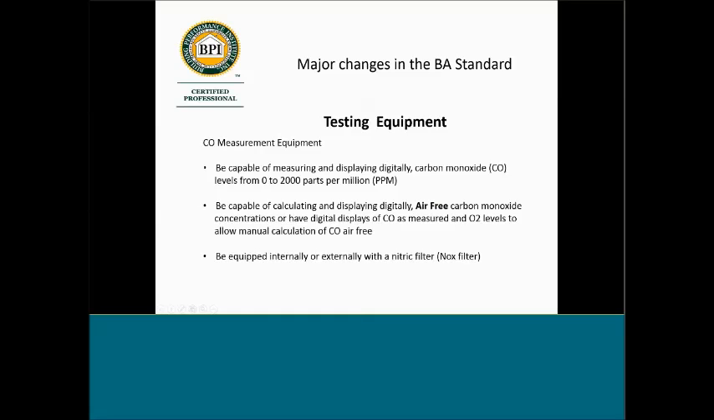So the testing equipment. The main thing in testing equipment is the CO measurement equipment. You need to have a combustion analyzer that has the capability of measuring CO levels from 0 to 2,000, capable of displaying digitally air-free CO measurements, okay, which is different from the past.